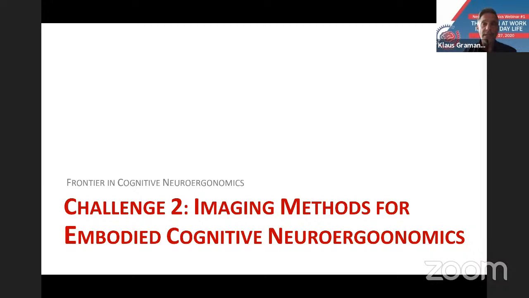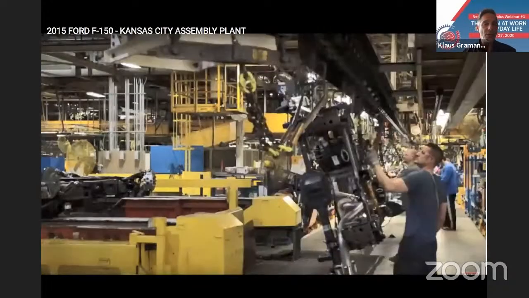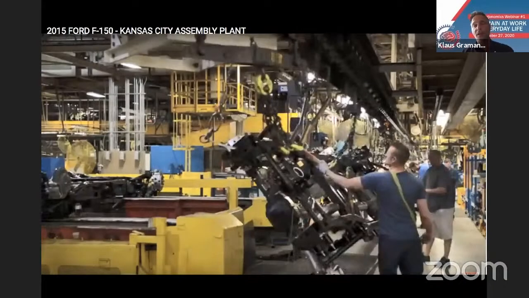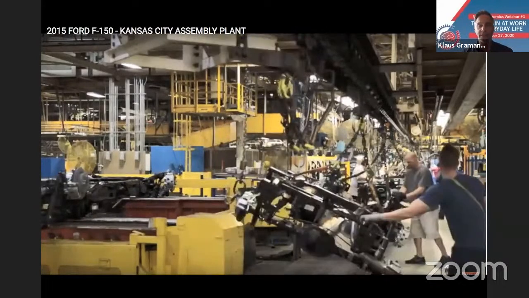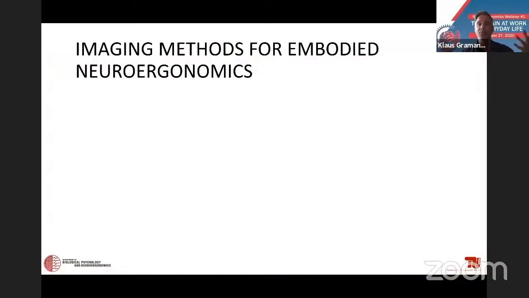And that is that we need better mobile imaging methods to investigate embodied cognitive neuroergonomics. If you look at the majority of workplaces or even interactions with technical systems during leisure, you see that participants or humans are actively behaving. They are interacting with technical systems. I hope you can see the video, not the way I do, but you get the idea about this assembly plant here. There's lots of movement involved. There's lots of attention and motor control involved in interacting with these technical systems.